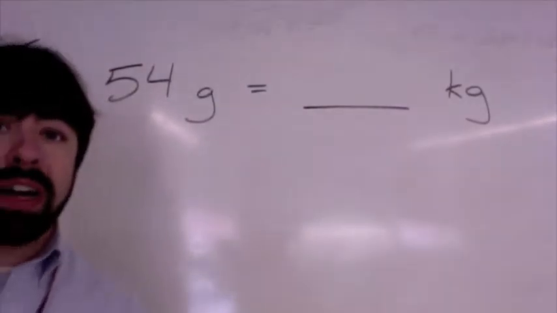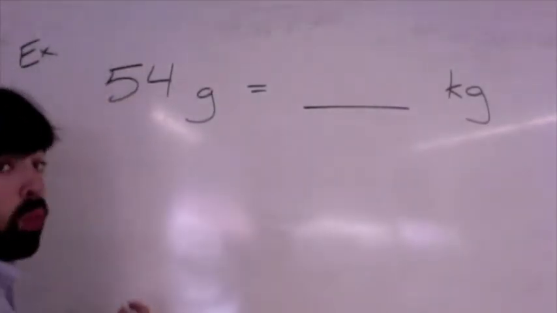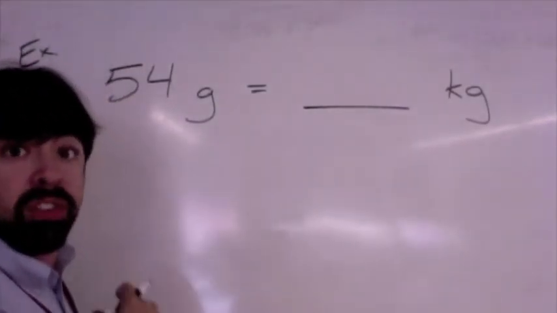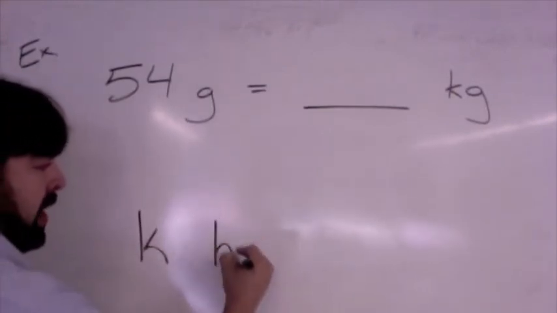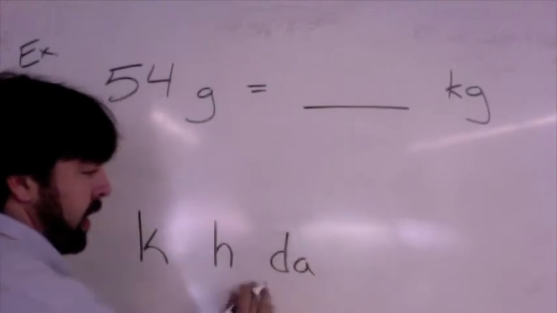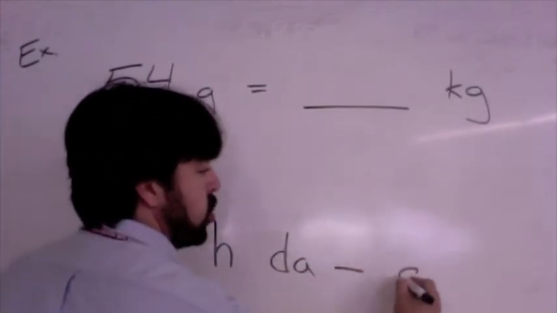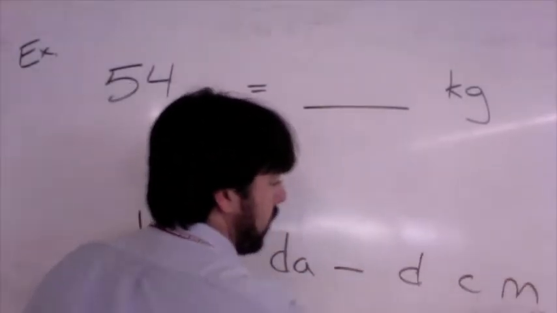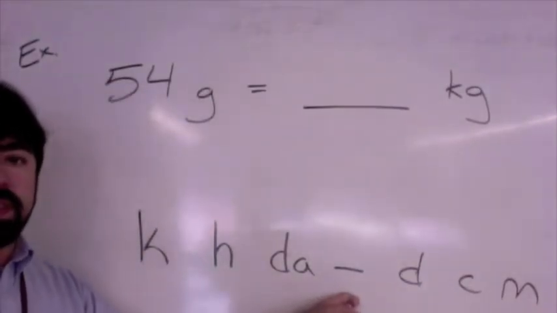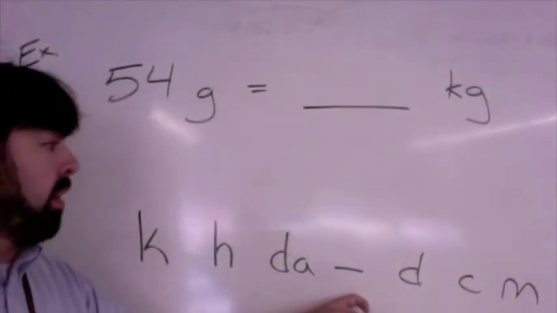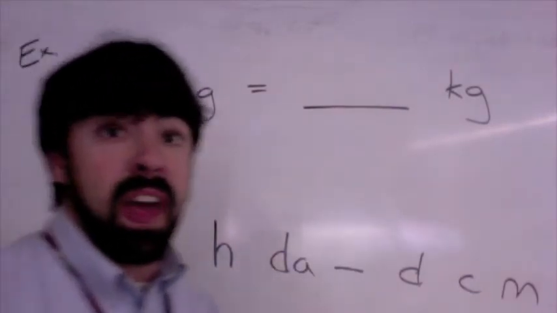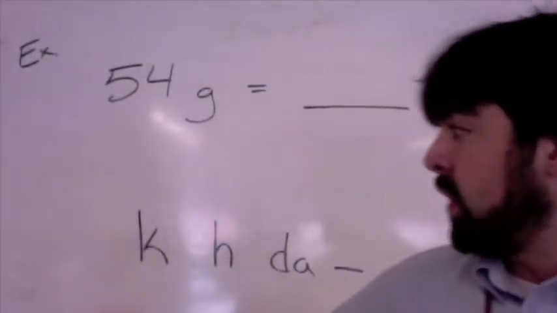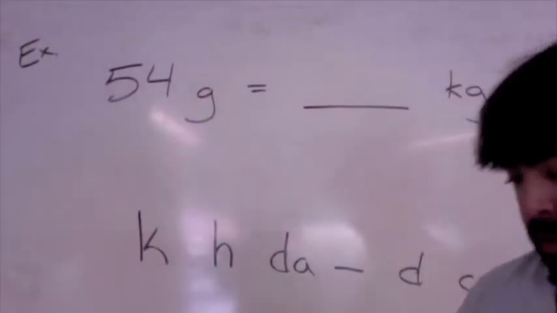Remember, we're going to use our King Henry method. So write out the prefixes based on the first letter of that mnemonic. King, Henry, died, deca with DA, drinking, chocolate, milk. Remember, this signifies that we do not have a prefix, so that would be liter, meter, gram, anything like that, without the kilo, the deci, and whatnot.